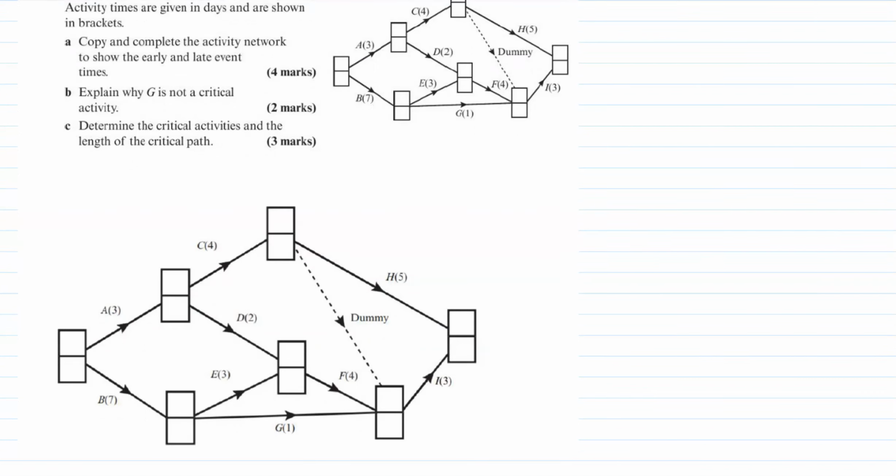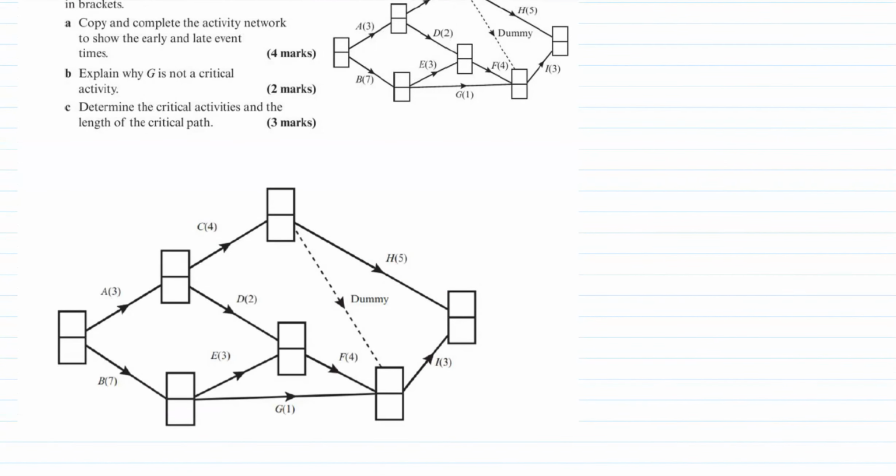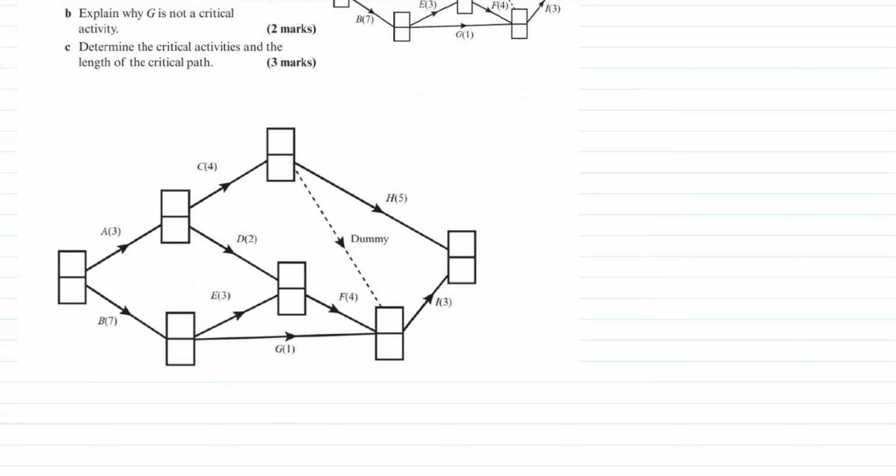So this is kind of more like a slightly fuller question. So let's have a look at this in detail. So early and late event time. So we start with 0, 0. So we're adding 0 and the duration, so the start time and the duration. So 0 and 3 is 3.